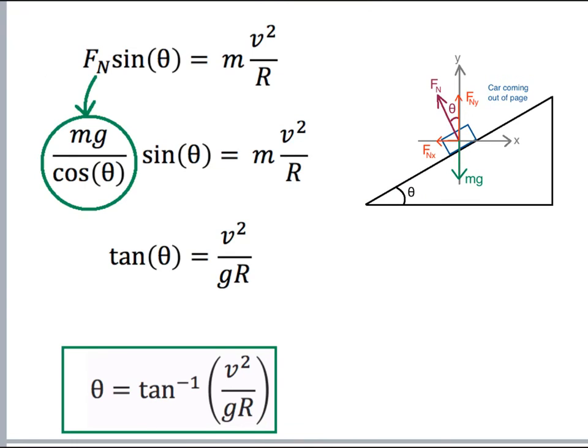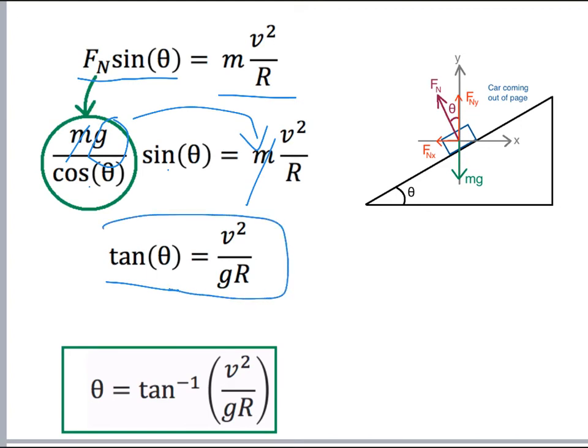We've got, in the previous slide, we said Fn sine of theta equals mv squared over r, but a couple of slides ago we saw that Fn was mg divided by the cosine of theta. We can plug that in directly. We can also see that sine divided by cosine is going to be tangent, and we're going to see the m's are going to cancel, and then I'm going to move the g over to the other side of the equation, and I'm left with the tangent of theta equals v squared over gr, and to find theta, I get the arctangent of v squared over gr.